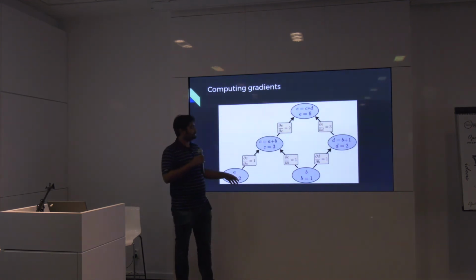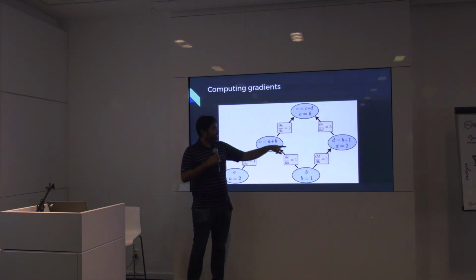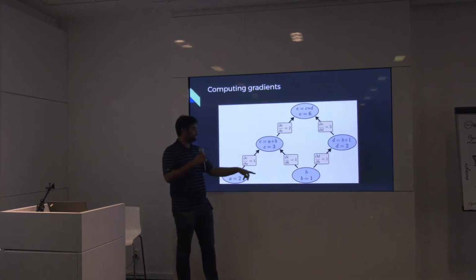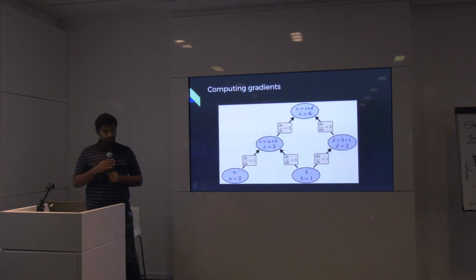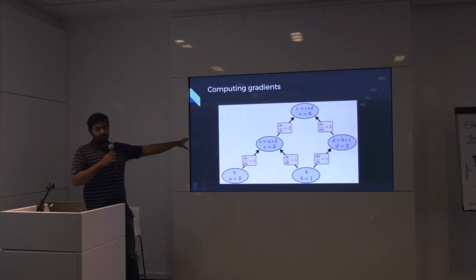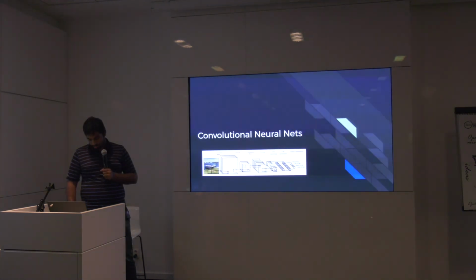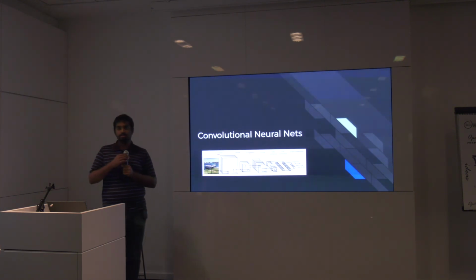That's how backpropagation works. You start from E, then you update C and D, and then you update A and B, in a very overview sense. But there are a lot of optimizations and numerical things that I won't go into. And finally, before I start, any questions?